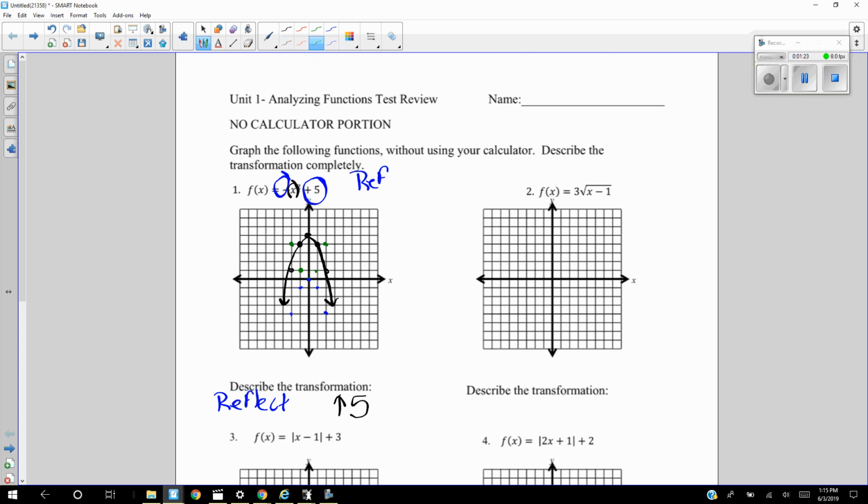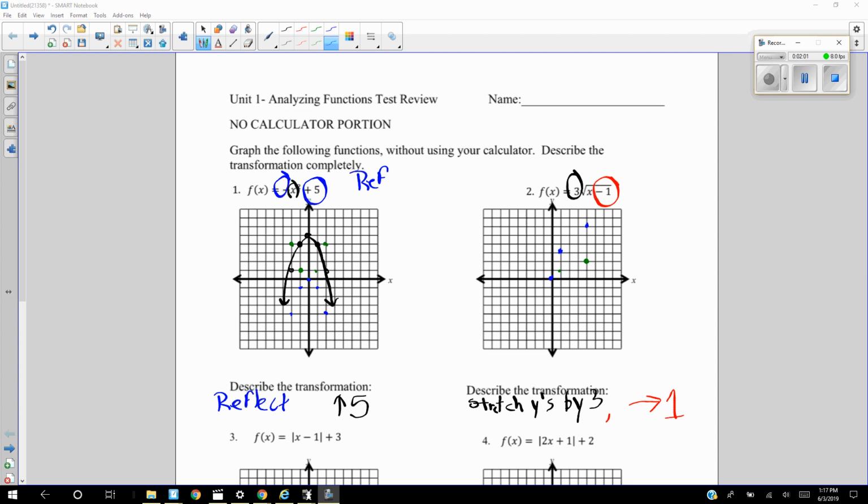So number 2, do the same thing, graph your reference points. Really can only fit 3 in there. Describe the transformation. The 3, we're going to stretch the y's by 3. And then the -1 on the inside is going to take us right 1.